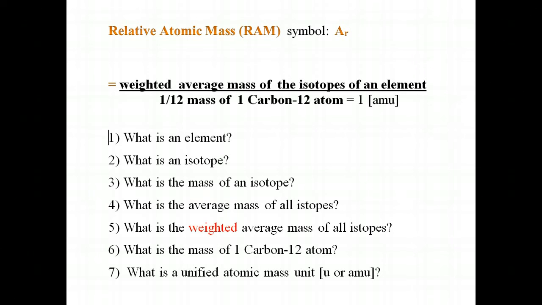What is an element? What is an isotope? What is the mass of an isotope? What is the average mass of all isotopes? What is the weighted average mass of all isotopes? So if you can answer these 5 questions, then you know exactly what the numerator is. But then you still have to know what is the mass of one carbon-12 atom and what is the unified atomic mass unit, u or mu.